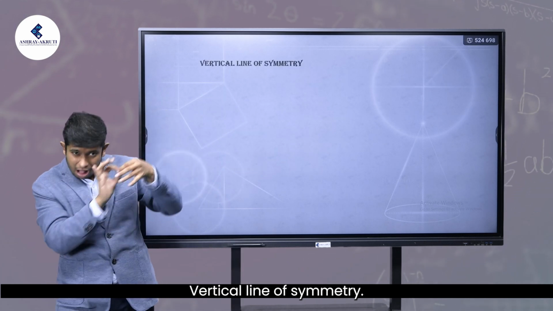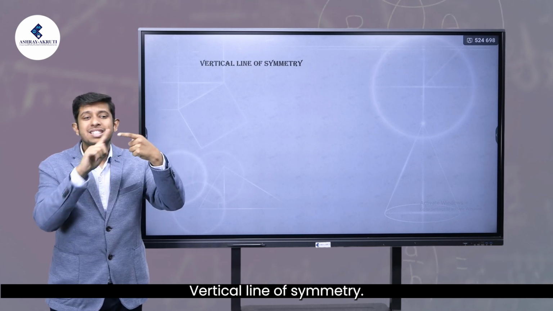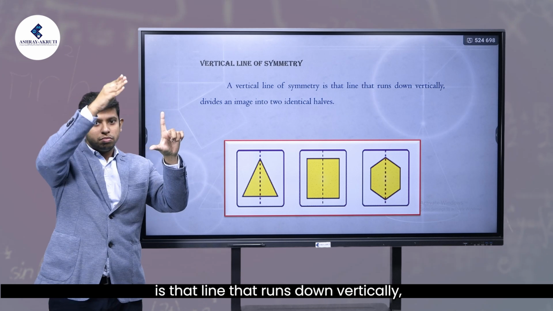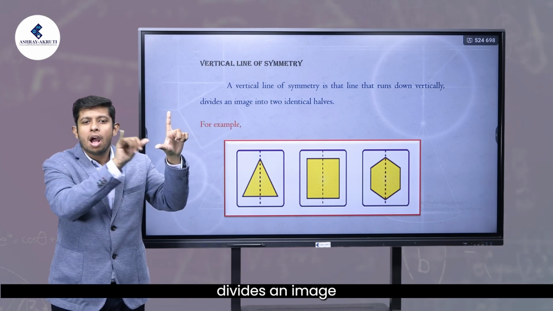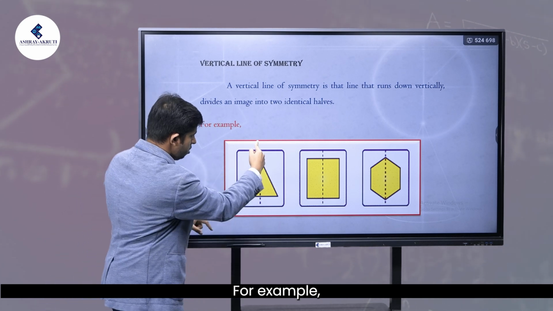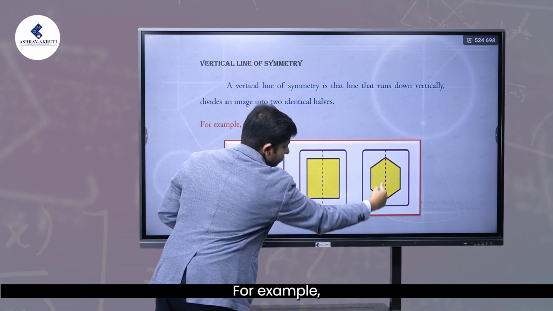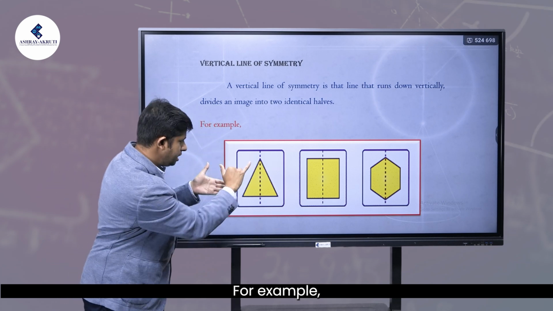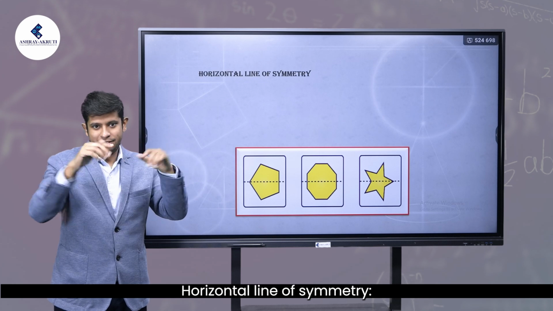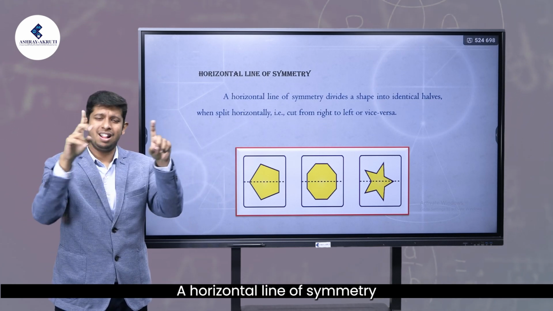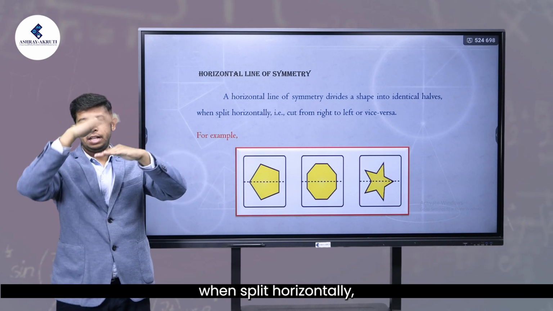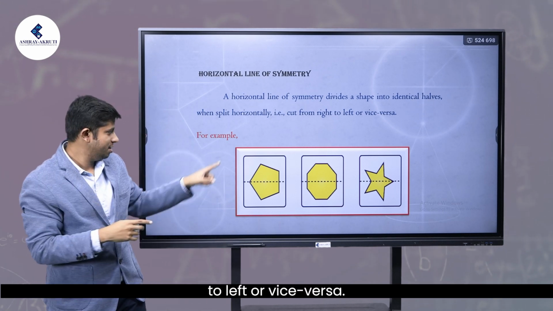Vertical line of symmetry. A vertical line of symmetry is that line that runs down vertically, divides an image into two identical halves. For example, horizontal line of symmetry. A horizontal line of symmetry divides a shape into identical halves when split horizontally, that is cut from right to left or vice versa.